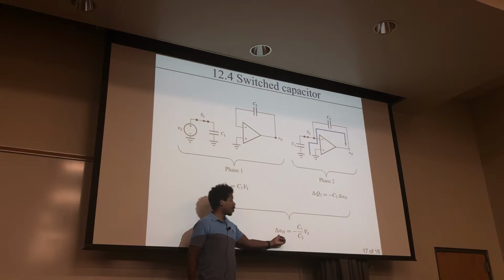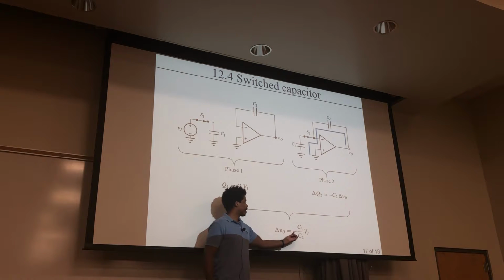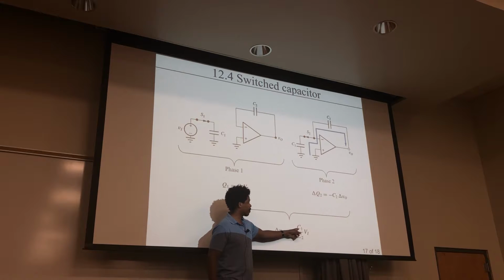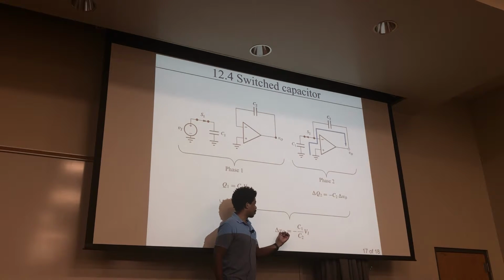And this looks a whole lot like an inverting amplifier, right? Where it's negative, and instead of having the feedback resistance over the input resistance, you have this ratio. So here's the output multiplied by negative of this ratio of that input.